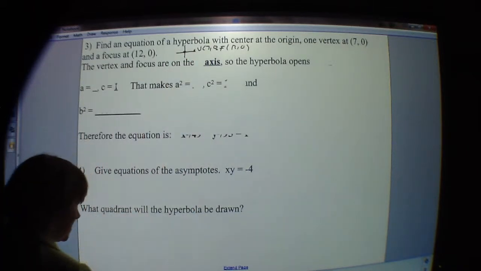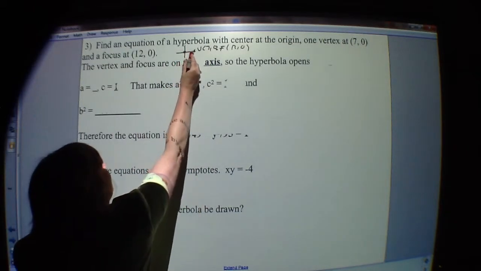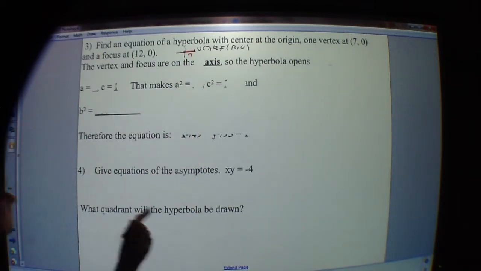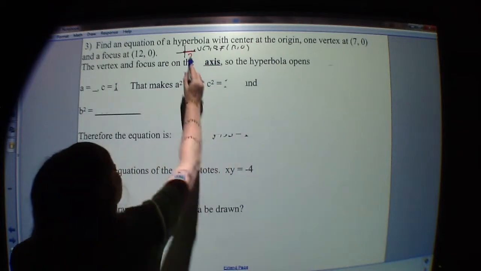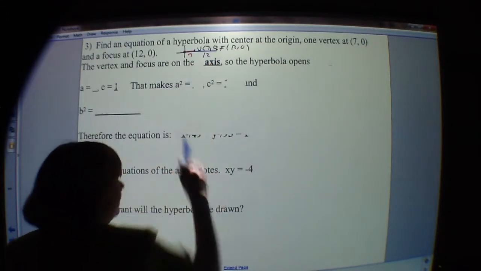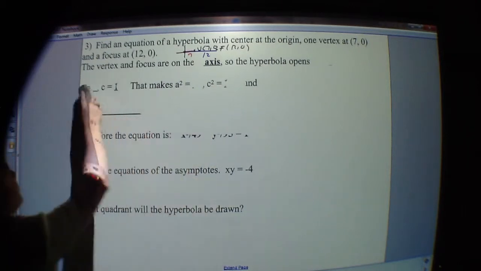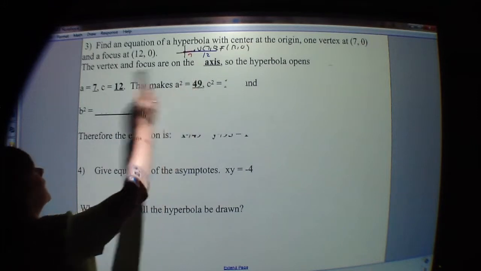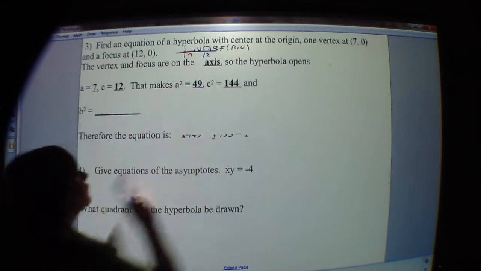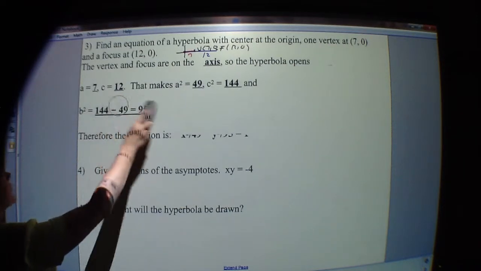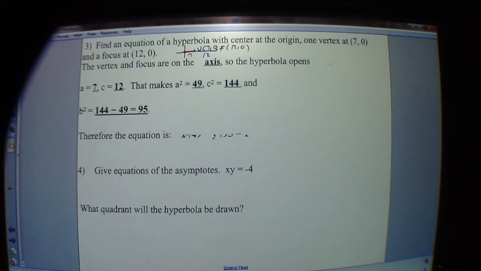So this distance, 7, is my a. This distance, to my focus, 12, is my c. So a squared is 49 and c squared is 144. Remember, on this one, a squared plus b squared equals c squared. So b squared is 95.